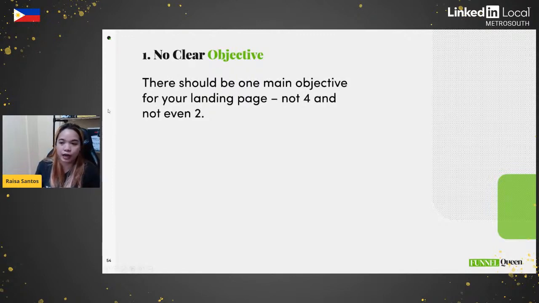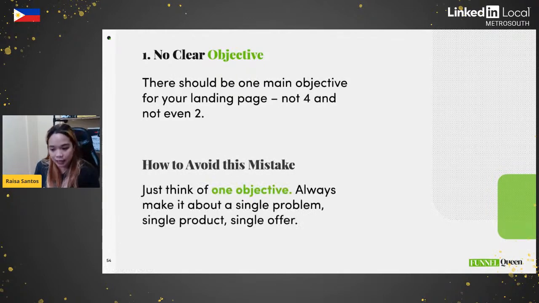One clear objective, right? How can you avoid this mistake? Just think of one objective. Always make it about a single problem, single product, single offer. All right. Think about that one main objective. Kasi when you have multiple objectives, it will potentially confuse your audience. And pinag-usapan natin kanina, a confused mind always says no. So apply nyo yung rule of clarity for this mistake. Okay, so make sure na you only have one objective. Apply the rule of clarity.